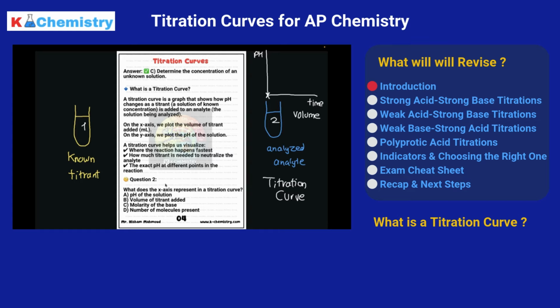So question number 2: what does the x-axis represent in the titration curve? We said not the pH of the solution, not the molarity of the base, not the number of molecules. The answer is that the x-axis is the volume of the titrant added.